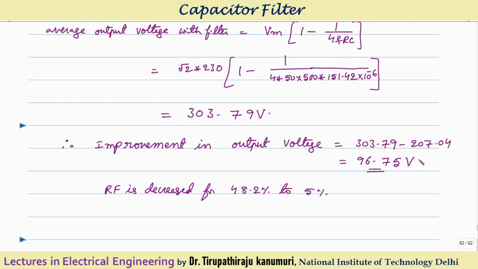The ripple factor we have limited to 5%, and we have already seen while analyzing the Fourier analysis of the single phase full wave rectifier that the value of the ripple factor for that case is 48.2%. From 48.2%, now the ripple factor is decreased. Because of the decrease in the ripple factor, automatically the average output voltage is improved. So this is the advantage of using the capacitor filter.